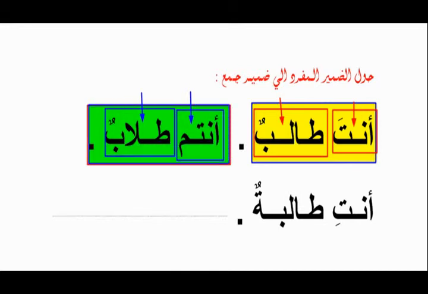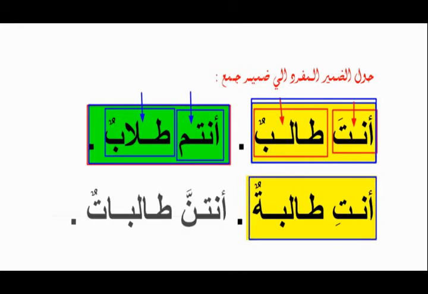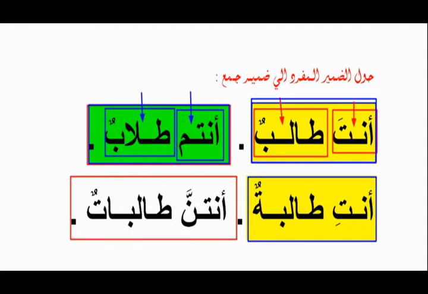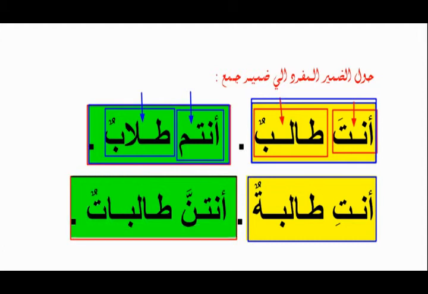Now, next up, anti. Okay, right away, we're speaking to who? Female. Anti talibatun. You are a female student. Anti talibatun. And that would become antunna talibatun. Anti would transfer if it was going to be a plural, because this is anti, referring to a single individual, a female that you are speaking to.